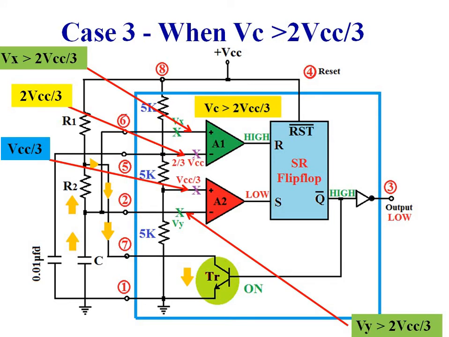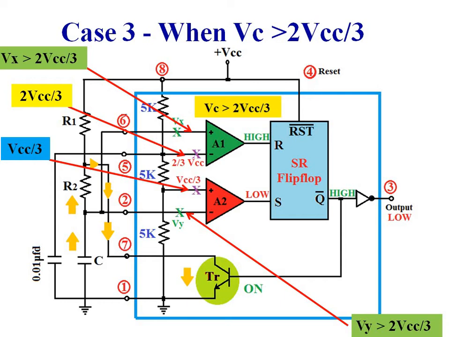For op-amp A2, voltage at the non-inverting input is equal to VCC by 3 and voltage at the inverting input is a value which is slightly greater than 2 VCC by 3. So differential input voltage is negative. So output of op-amp A2 is low. So for the SR flip-flop, S input is equal to 0 and R input is equal to 1. SR flip-flop is in the reset condition. That means Q is equal to 0 or low and Q bar is equal to logic 1 or high.